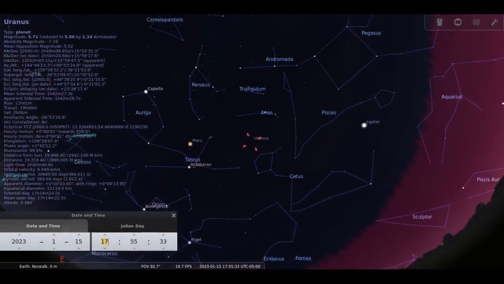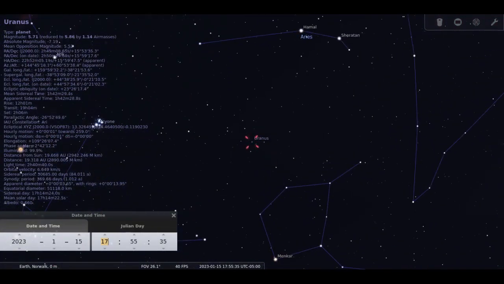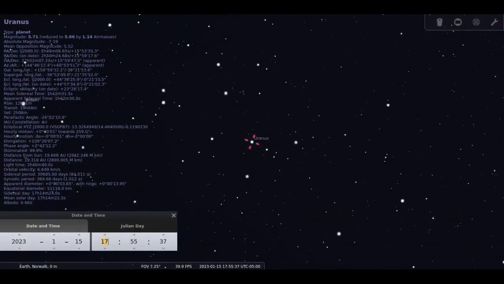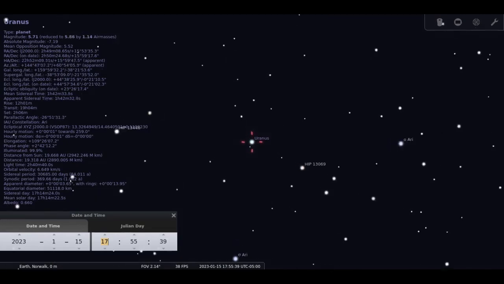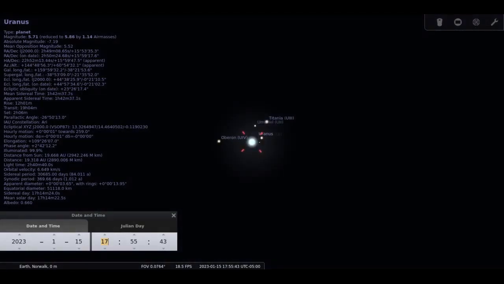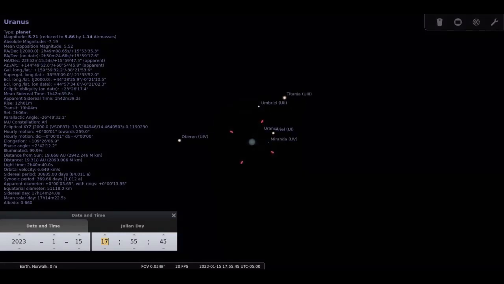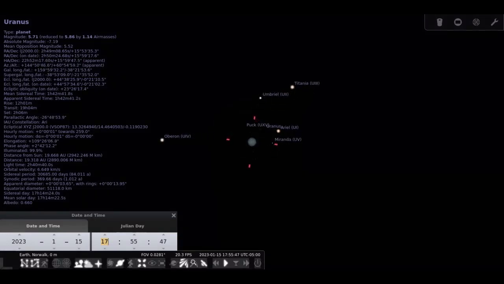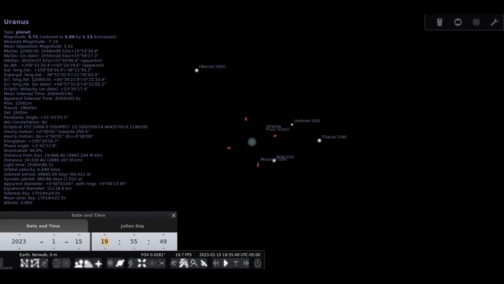Uranus is now in Aries the Ram and is easy to spot as there aren't many other stars in its neighborhood. This turquoise planet sets around 1 a.m. At 4 arc seconds, it's too small to resolve detail for any but the most powerful telescopes. Glowing at magnitude 5.7, even binoculars can spot it.